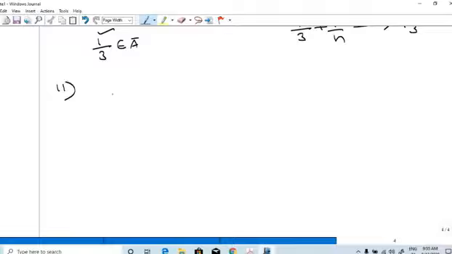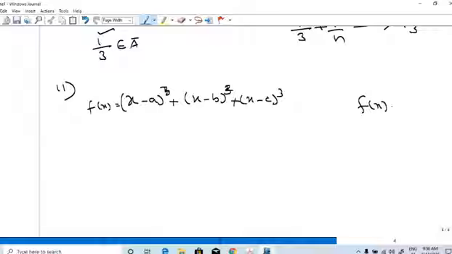What is our function? Better we take f of x equal to (x minus a) whole square plus (x minus b) whole square plus (x minus c), actually cube, sorry, (x minus c) whole cube. So we have to find the solutions for this equation f of x equal to 0. Now find the derivative. What is f dash of x? You have to differentiate term by term.